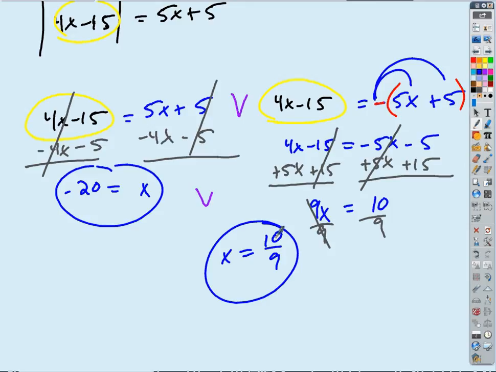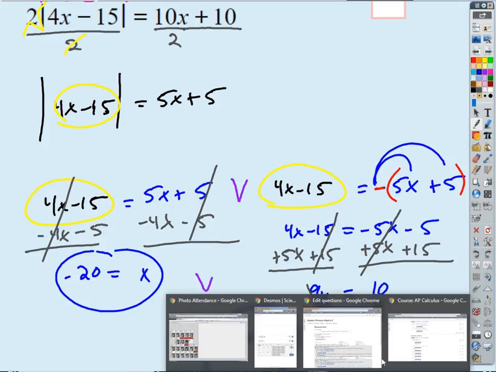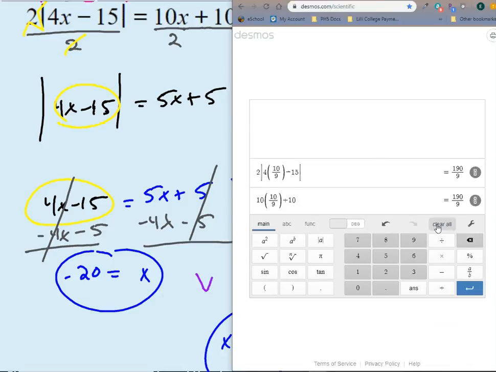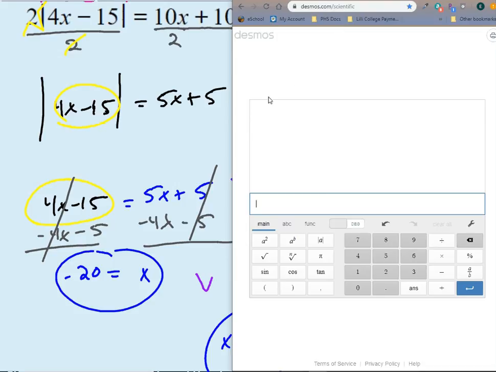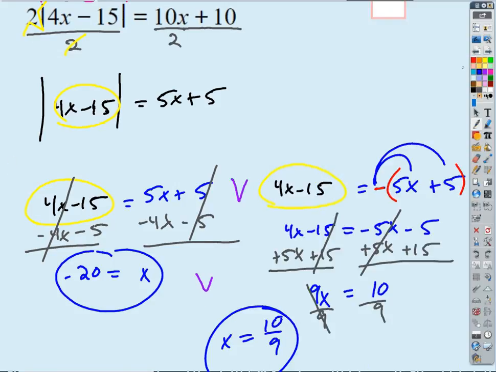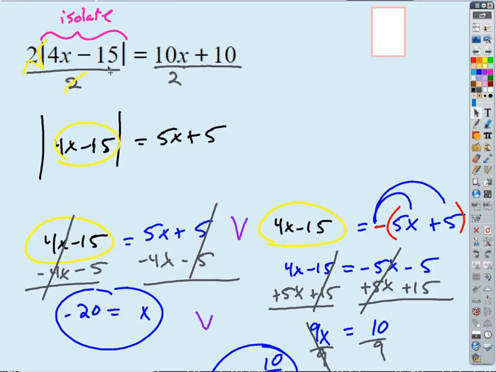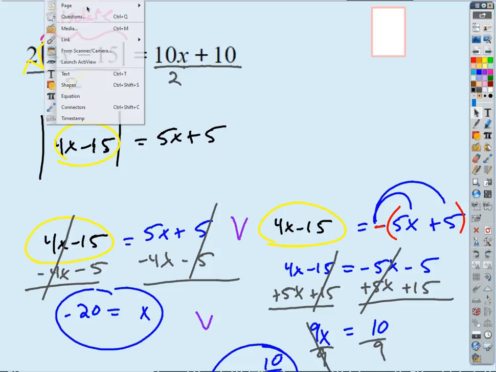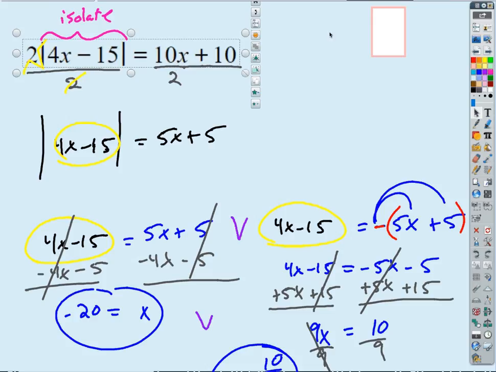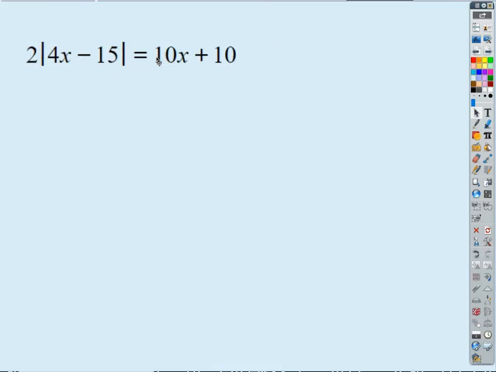So, let's review one more time how we do this, because this is what I want you to do today. I want to see you actually doing this so I can verify. You can prove to me that you know how to do this stuff. We're just going to pull up Desmos. And we're going to check both of our solutions in our original equation. And let's make this look a little better. So there's our original equation.